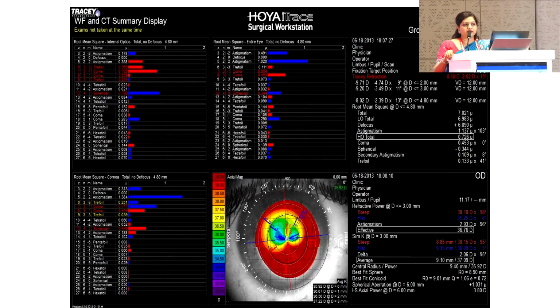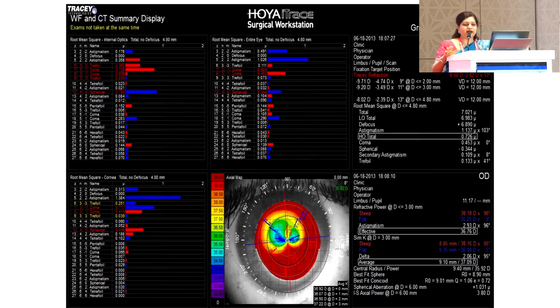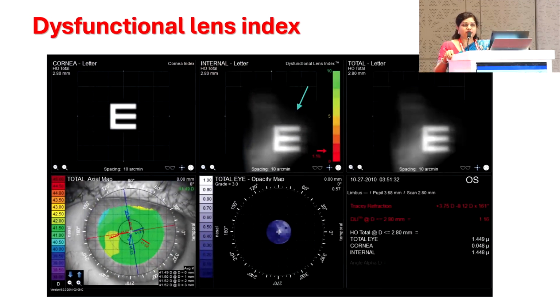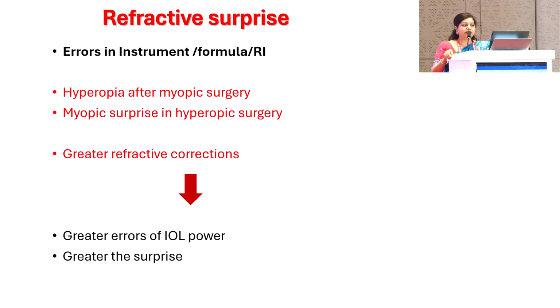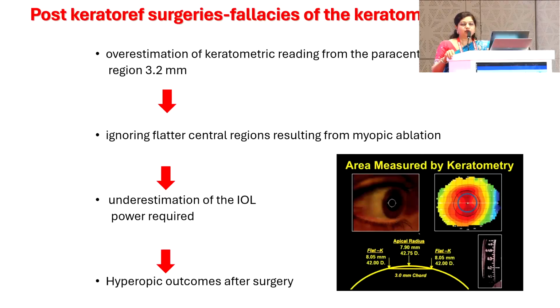Now, the eye trace here would help us to separate the internal aberrations from the aberrations from the cornea, especially if you have had a decentered ablation, which can give rise to something like coma. And the DLI index would help us to decide at what point of time the patient should ideally end up having surgery. You can get a hyperopia after myopic surgery or a myopic surprise after a hyperopic LASIK surgery.